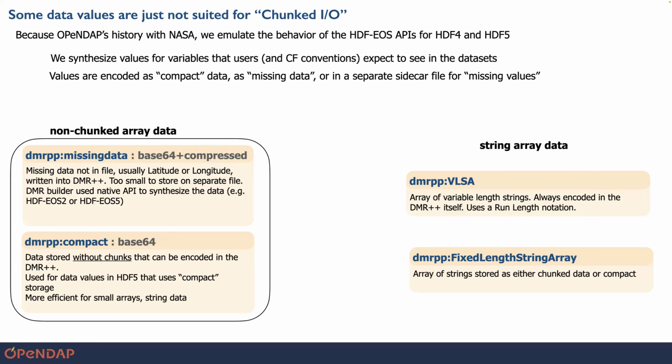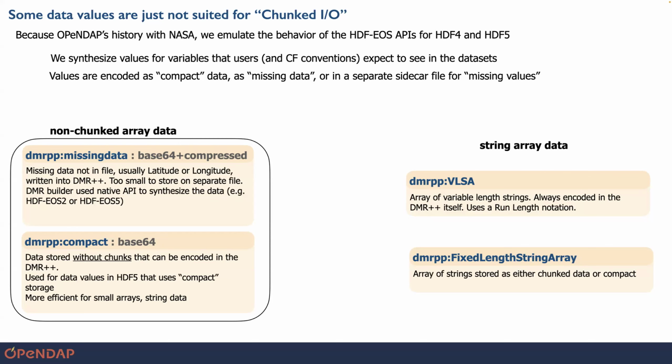So for non-chunked array data, HDF5 can store this as what I believe it calls compact. And what we do in that case is, instead of saying here's the chunk where it is, because there really is no chunk, we simply read the values in, we base64 encode them, and we put the base64 encoded values into the XML document, into the DMR++.